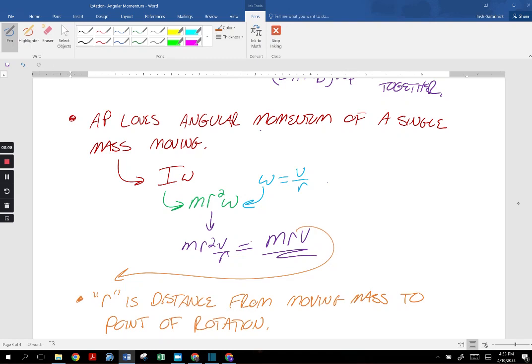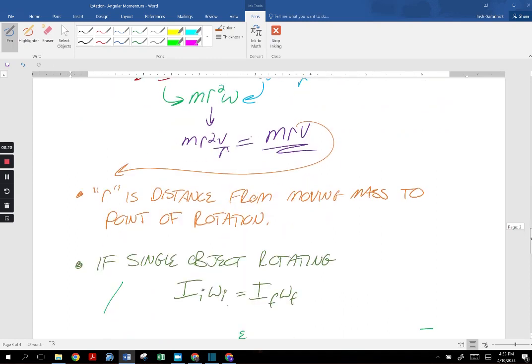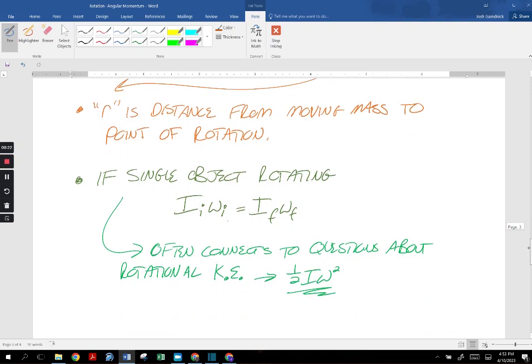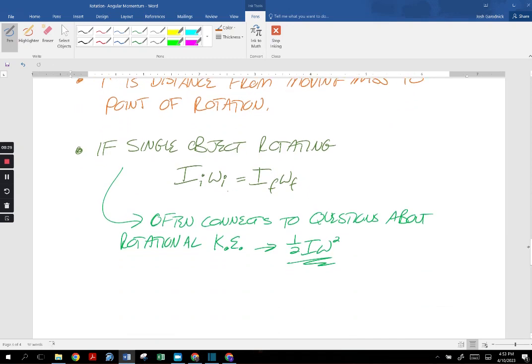Now, the r is the distance from the moving mass to the point of rotation. If it collides with a rod near its end, then the distance from that location to the point of rotation is the length of the rod, and that seems to happen often with these questions. And then finally, something that was not addressed in this video and usually shows up as a multiple choice. If it's simply a single object rotating, momentum is still conserved. You have the initial moment of inertia times the initial angular velocity has to equal the final moment of inertia times the final angular velocity.